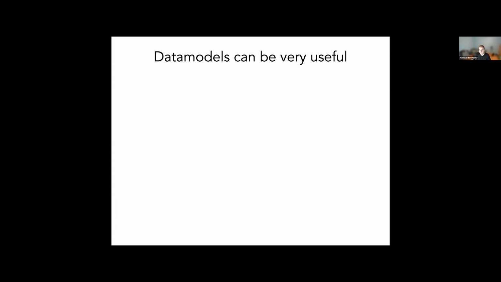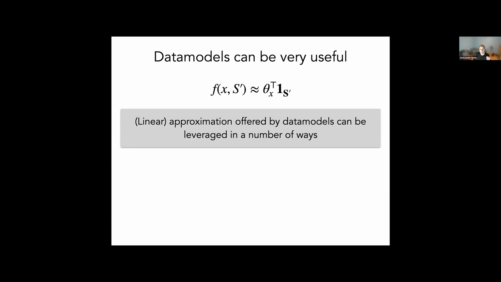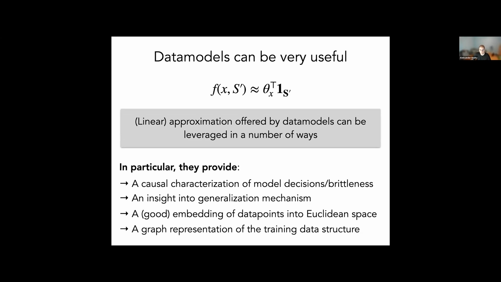The reason I'm saying it is that data models can be very useful for a variety of tasks, especially when they are these very simple linear models. I will not go into it, but there are a number of ways in which we can use data models to get insight into the inner workings of the problem. The one capability that will be useful here is that these learned vectors theta x correspond to an embedding of the data points into Euclidean space, in which two inputs are similar if they are acted on in a similar way by the same training examples. If the impact of training examples on two inputs is similar, this embedding tells us that the inputs themselves are similar, and we will use this embedding in what follows.